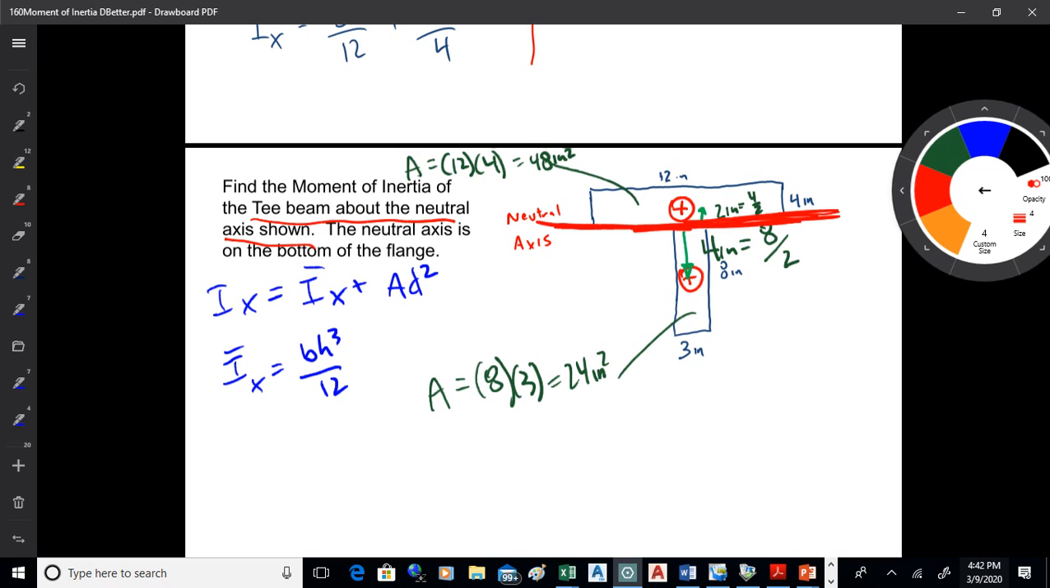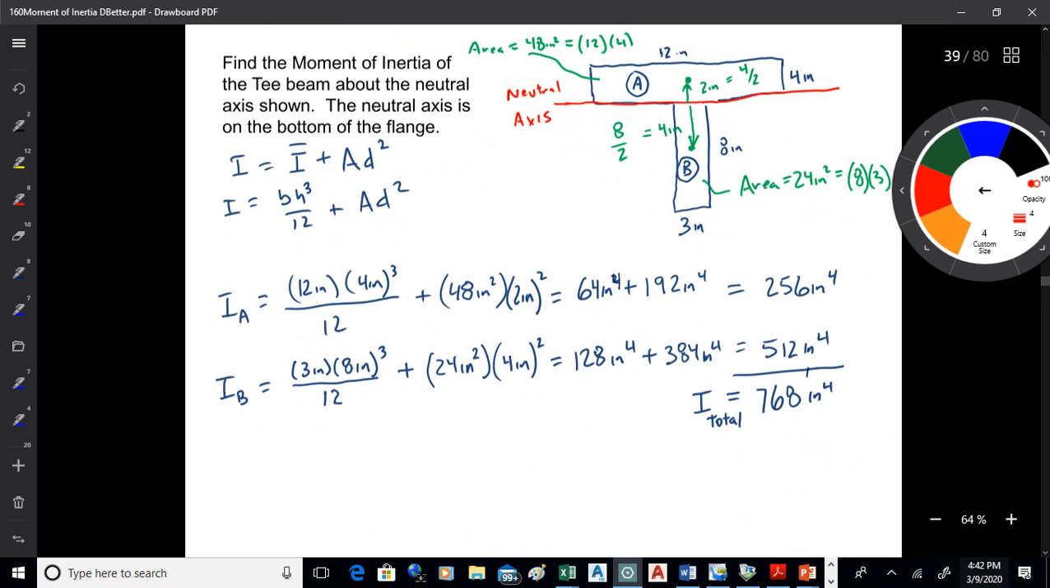Okay. So we good with that? So 48 on the top for the area, 2 for the distance, 24 for the area on the bottom, 4 for the distance. And then we can just do the bh cubed over 12 for the top rectangle. I'm calling that A. Add in a term for the area times the distance squared. 48 times 2 squared. I get 64 plus 192. That's 256. And then I do the same thing for the bottom rectangle.